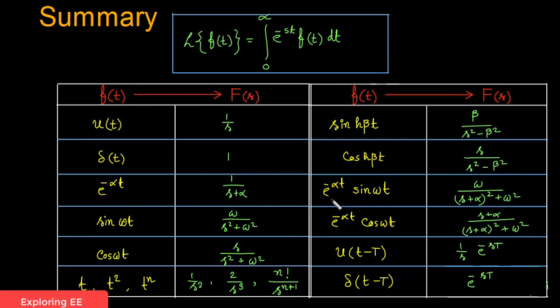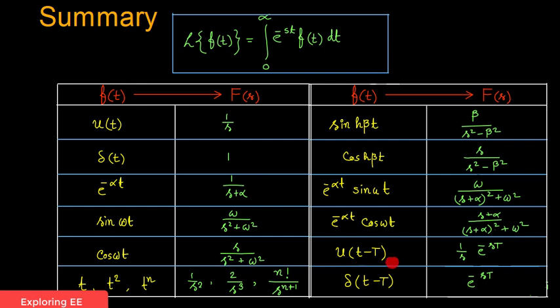Hyperbolic function sinh beta t, beta by s square minus beta square, cosh beta t, s by s square minus beta square. Now if the functions are multiplied by e to the power minus alpha t, by the property, the Laplace transform will be function of s plus alpha. So instead of s, we will write here s plus alpha. So sin omega t is actually omega by s square plus omega square. When it is multiplied by e to the power minus alpha t, it will be omega by s plus alpha whole square plus omega square. This is the Laplace transform of cosine omega t. When it is multiplied by e to the power minus alpha t, in place of s, we have to write s plus alpha.